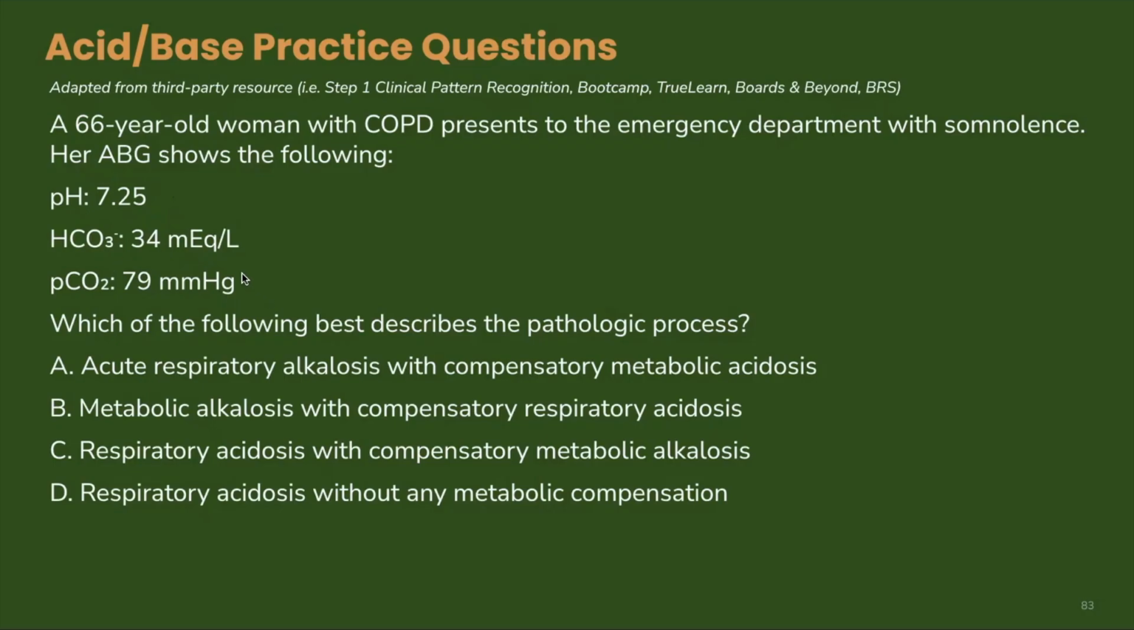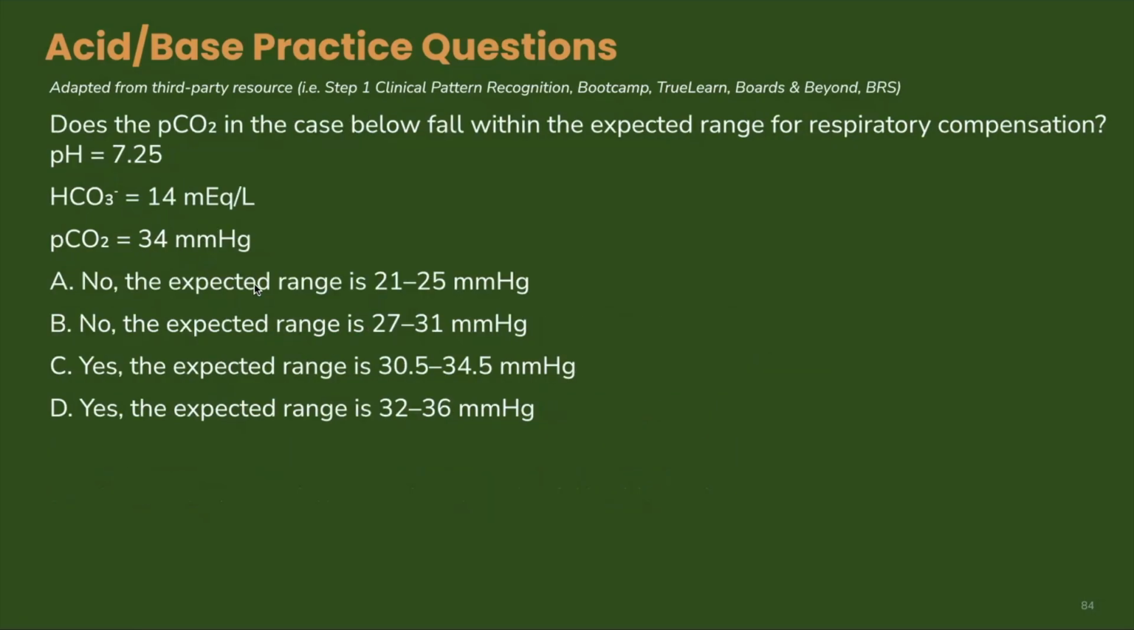So what does that tell me? Our answer is C. They have respiratory acidosis and compensatory metabolic alkalosis. This is kicking in to try to fix the issue that's happening at this level. Okay, let's do another one. Does the PiCO2 in the case below fall within the expected range of respiratory compensation? So the patient is acidotic. Their bicarb is 14, normal is 24, so they're metabolically acidotic, right? And then their PiCO2 is 34, which tells me that they are respiratorily acidotic as well, right? So I have a metabolic acidosis and I have, oh, forgive me.